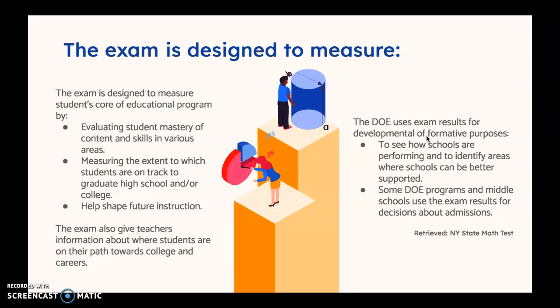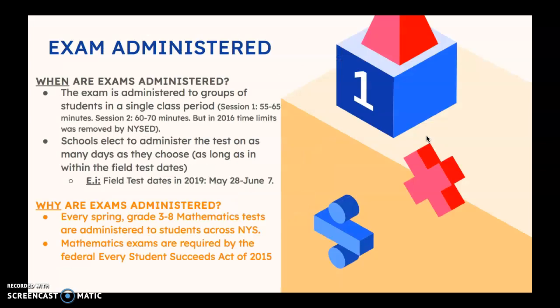And for the DOE, the exam's results are used for development of formative processes. So this means to see how the schools are performing and to identify areas where the schools can be better supported. And then some DOE programs and middle schools use the exam's results for decisions about admission.